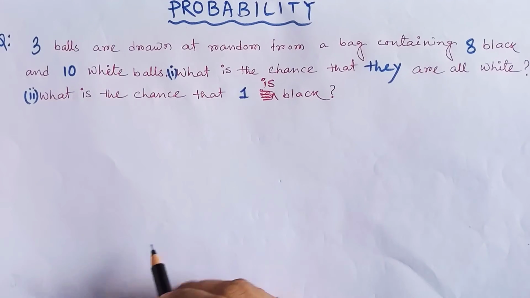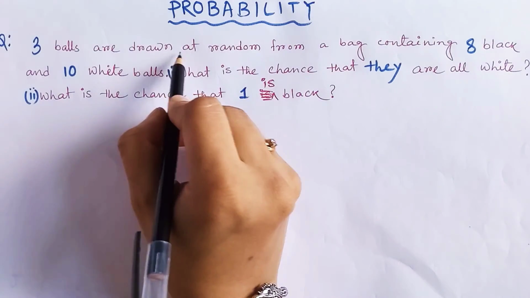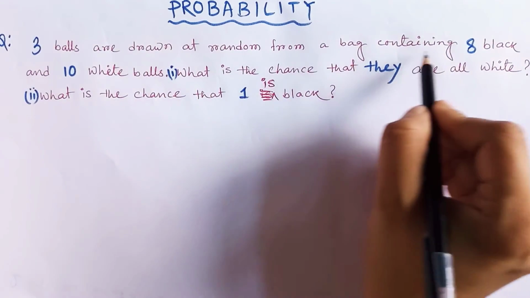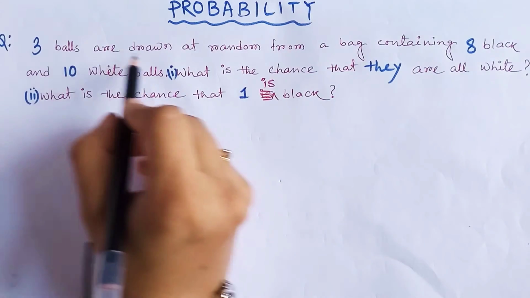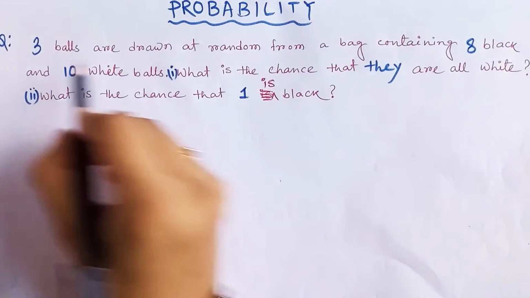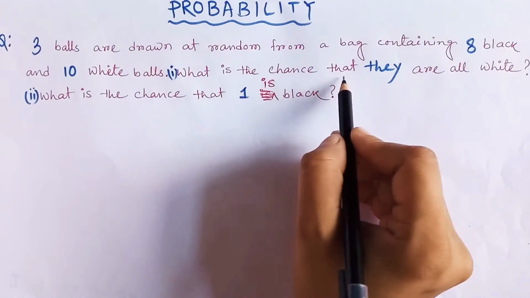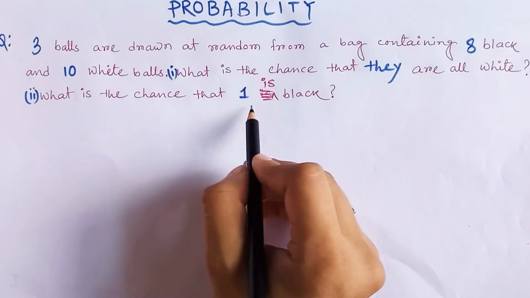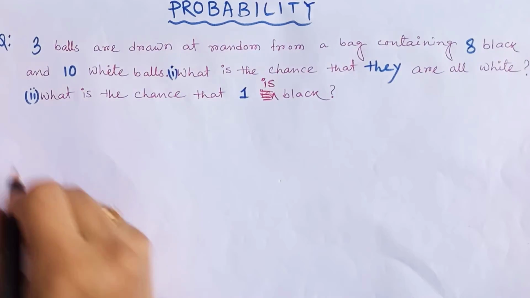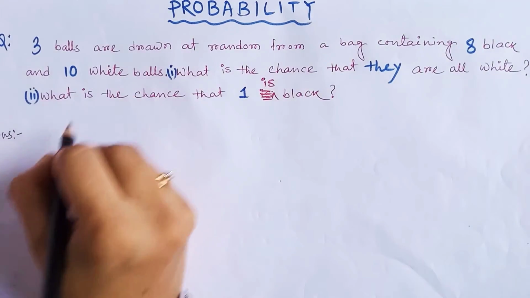Today's questions. Here is the first question. 3 balls are drawn at random from a bag containing 8 black and 10 white balls. So we are drawing 3 balls out of 8 black and 10 white balls. What is the chance that they are all white? That is the first part. And what is the chance that one is black? That is the second part. So here we see that there are 8 black and 10 white balls.